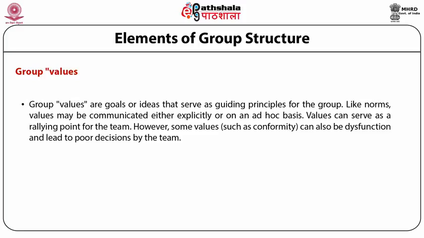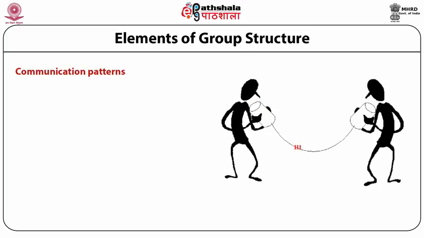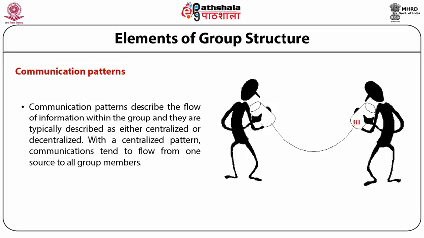Values can serve as a rallying point for the team. However, some values, such as conformity, can also be dysfunctional and lead to poor decisions by the team. Communication patterns. Now, the communication patterns describe the flow of information within the group, and they are typically described as either centralized or decentralized. With a centralized pattern, communications tend to flow from one source to all the group members.